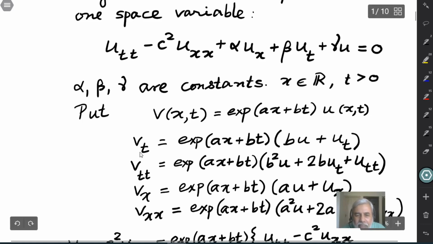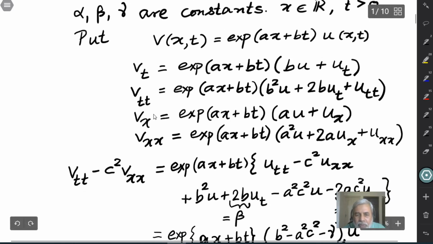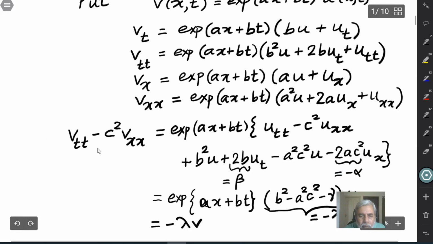Okay, so a and b are constants. Simple differentiation, the product rule and Leibniz rule, gives us the derivatives of v with respect to t and x. They are very easily computable. So here are the expressions for the first and second derivatives of v in terms of those of u. Now let's form vtt minus c square vxx.